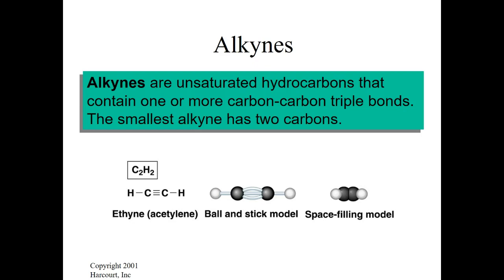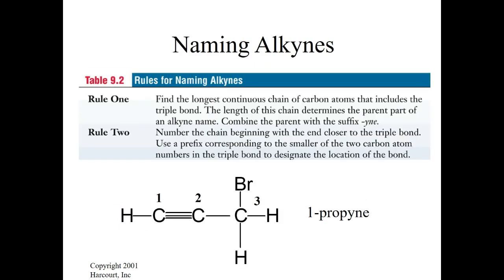But then if we have a triple bond, we call it an alkyne. So we end the word with yne. So let's try that one. So this one, we have 3 carbons in a row. We number them, and 3 carbons is a prop. And we have a triple bond, so it's a propyne.